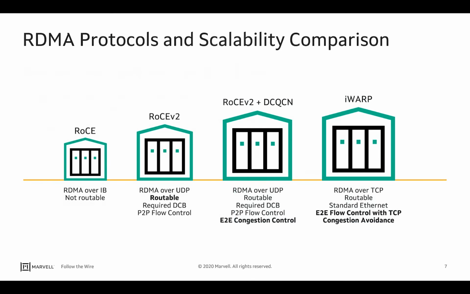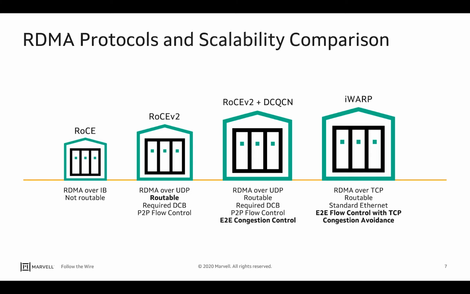Now this slide's another way to look at RDMA protocols that are available. The size of the building kind of reflects the scalability of the protocol. RoCE is the least scalable because it requires a lossless Ethernet network. This means added complexity of technologies like data center bridging, priority flow control, and more. And standard RoCE v2 is usually only scalable across 1 or 2 hops maybe.